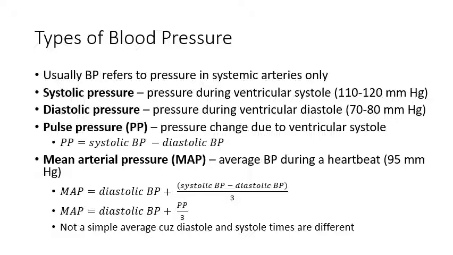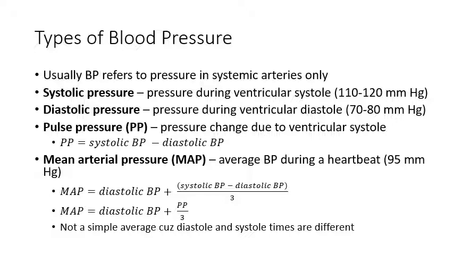Then you also have the pulse pressure, which you can calculate using the systolic and diastolic pressures. The pulse pressure is the amount of change in blood pressure that occurs across a cardiac cycle or due to the ventricular contraction. So to calculate that, you would just subtract the diastolic blood pressure from the systolic blood pressure, just how much the blood pressure is changing between systole and diastole.